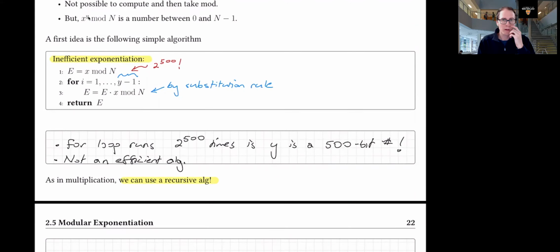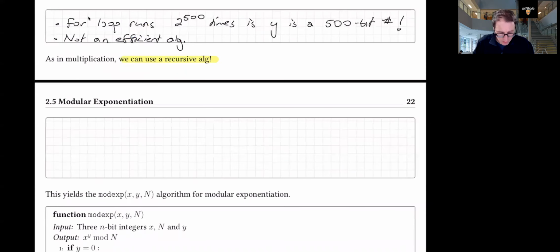The issue is that when y isn't exactly a power of 2, like let's say it's not exactly 2 to the 500, it's 2 to the 500 minus 739 or whatever, then we have to do some bookkeeping to make sure we square up to the right amount, and then we don't square for a bit. And there's actually a really elegant way to do this. It relies on a rule much like what we did in multiplication. And so we go like this.